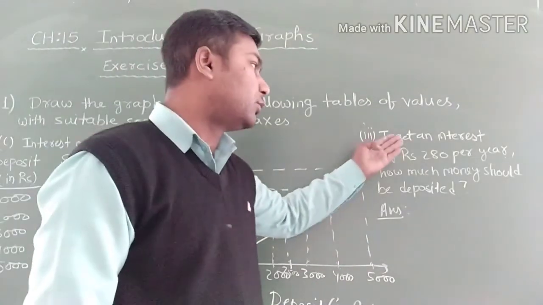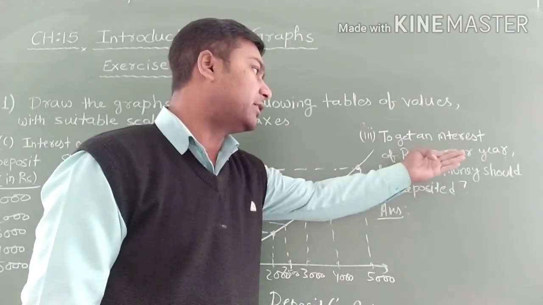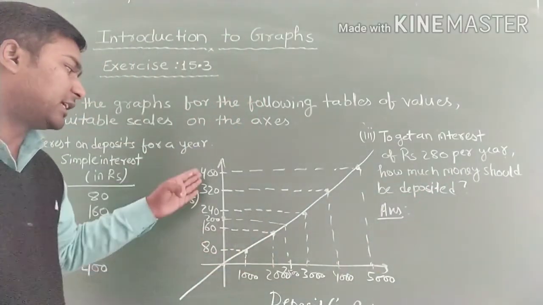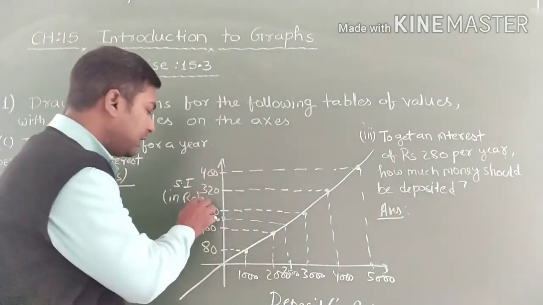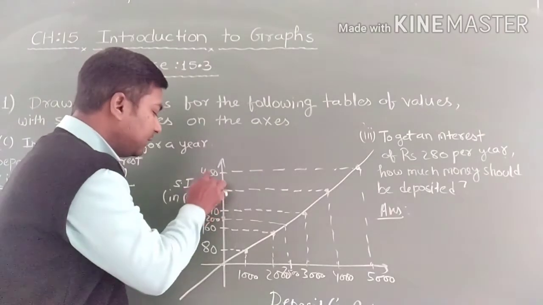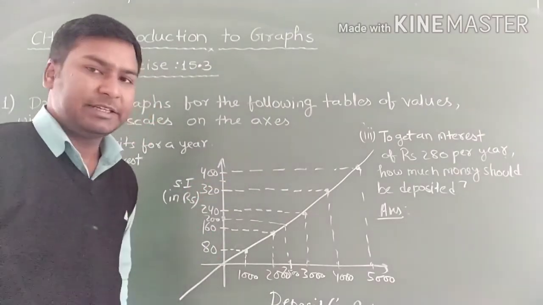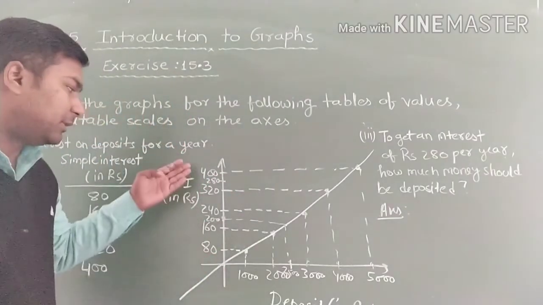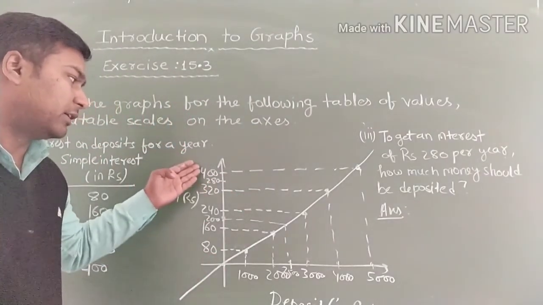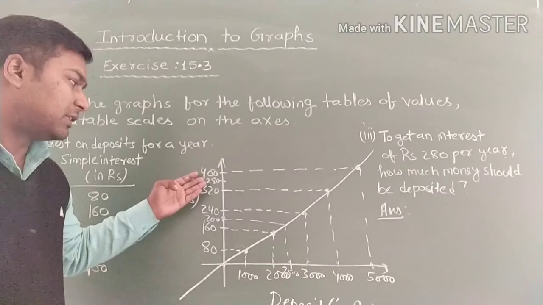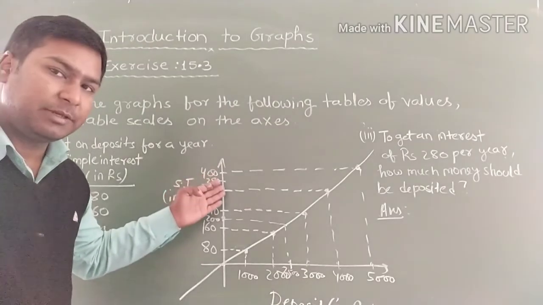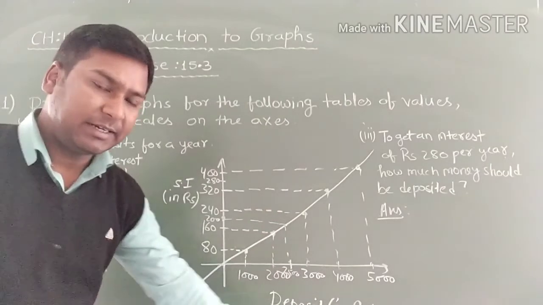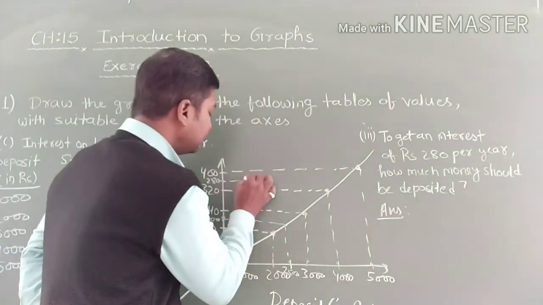Now next. Third one: To get an interest of rupees 280 per year, how much money should be deposited? The simple interest given is 280 rupees. So this is 320, this is 400, and in between 320 and 400, there is the number like 280. So at 280 rupees, what is the deposit? We have to find it. So simply draw a dotted line.